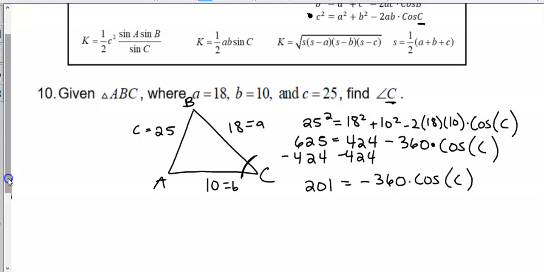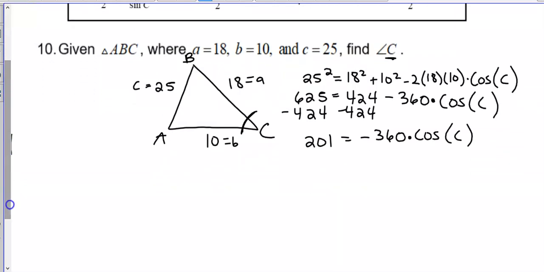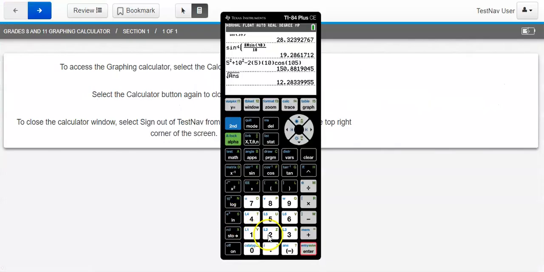Now we're getting closer to getting that C by itself. We need to do the opposite of multiply by negative 360, which is to divide by negative 360 on both sides. And I'm probably going to jump on the calculator at this point. So 201 divided by negative 360. 201 divided by 360 is that number there. So it should be a negative. Sorry. Negative 360. There we go. So we're going to get about negative 0.558.